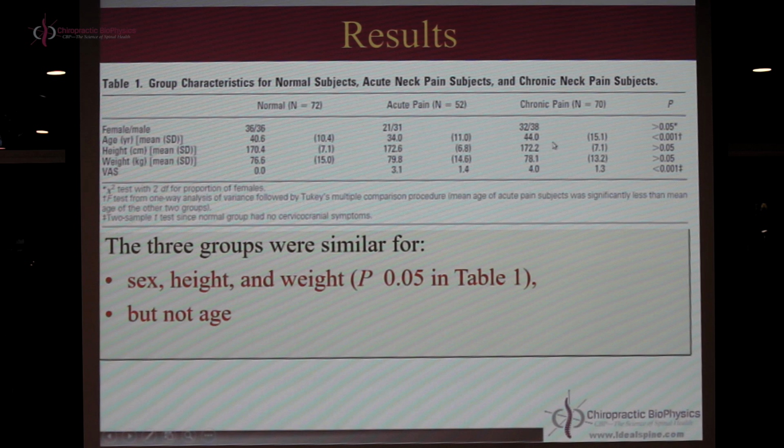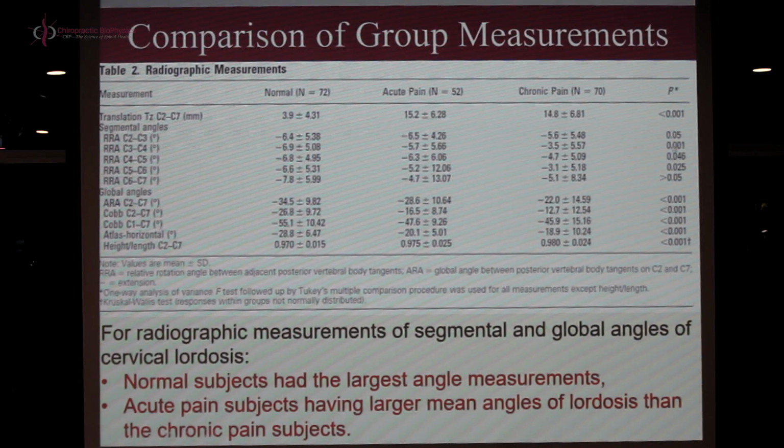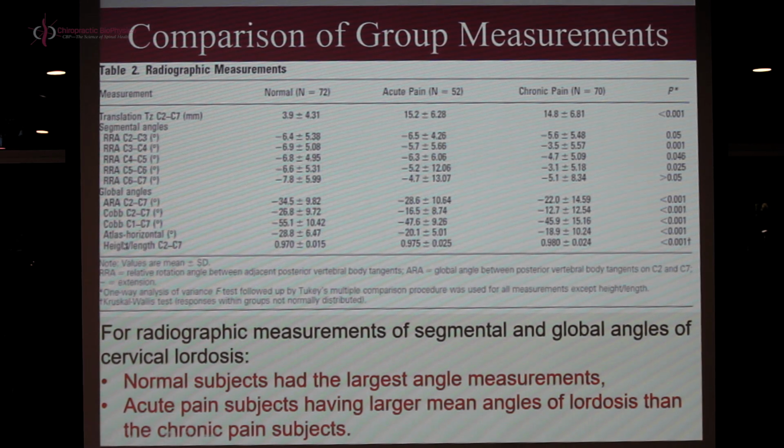And the bigger issue is this. Chronic neck pain is likely more serious than acute neck pain, and they're very closely matched to our normal subjects. So that's maybe perhaps the most profound issue. Comparison of group measurements. I'm not going to read all these to you, but what I would like you to note is over here the statistically significant differences between chronic, acute, and normal subjects in their segmental angles, the total angles, their height over length index, and then I'll show some of the other modeling things coming up.